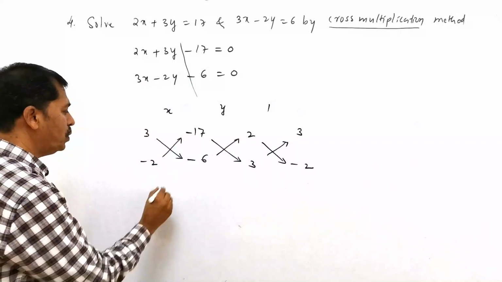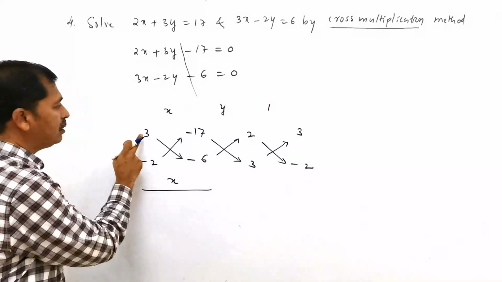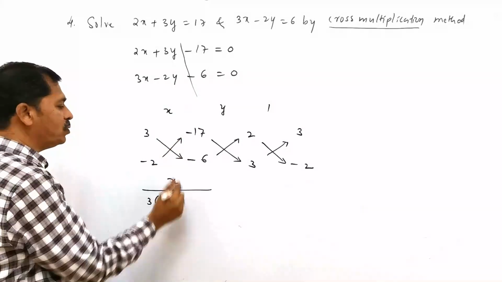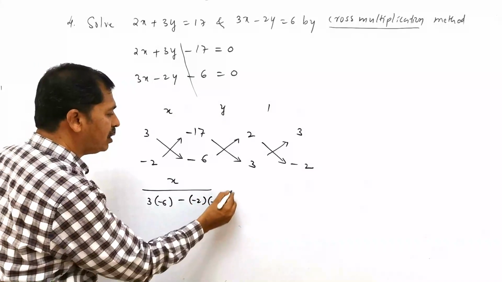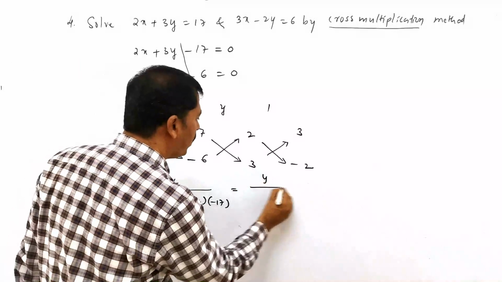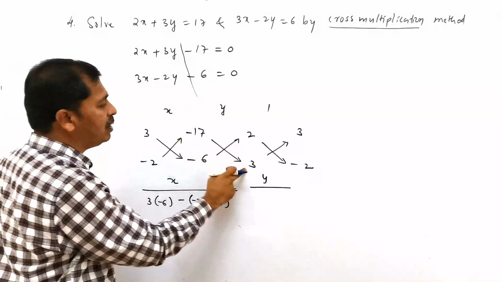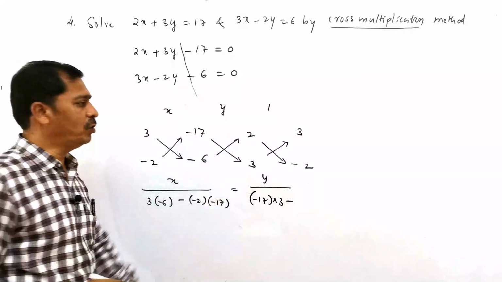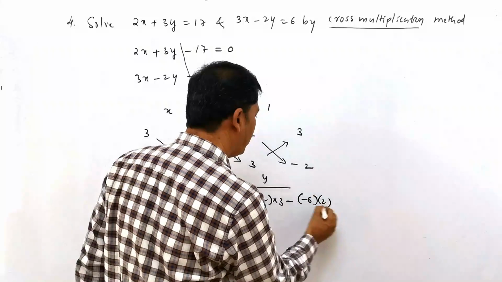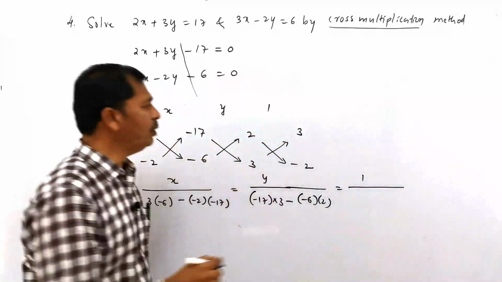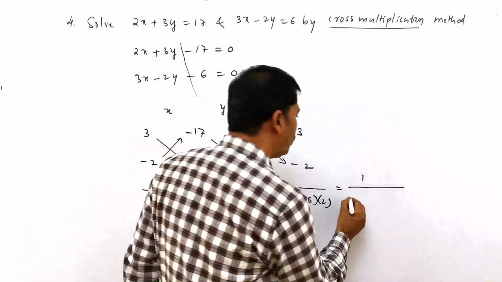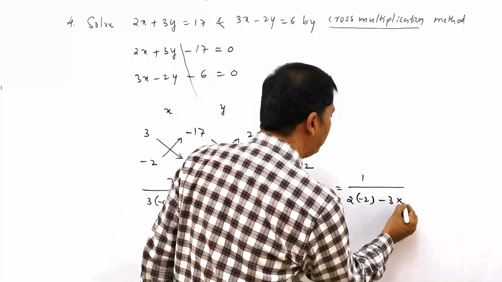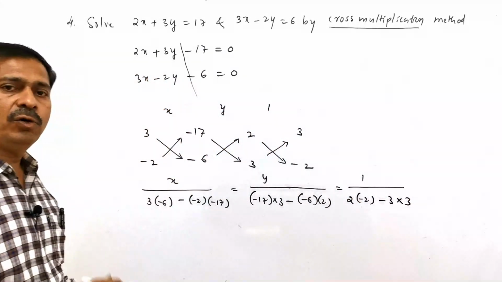And then further what we have to do? See, x divided by, please concentrate here, 3 into minus 6. Minus is there in the rule, multiply these two, that is minus 2 into minus 17. This is equal to y divided by minus 17 into 3, and minus is there in your rule, minus 6 into 2 you have to take here. This is equal to 1 over 2 into minus 2, and then minus is there in the rule, 3 into 3 here. So in this manner you have to cross multiply.